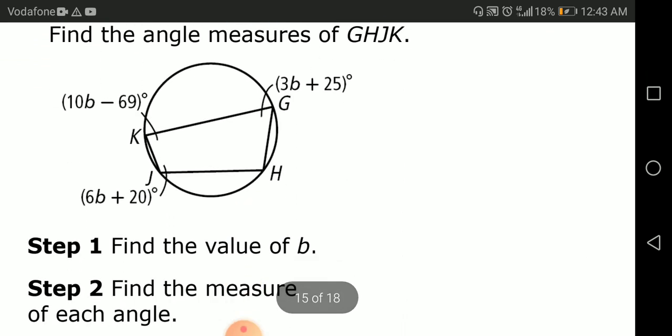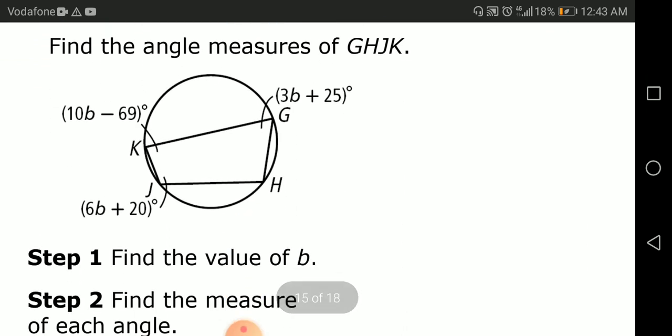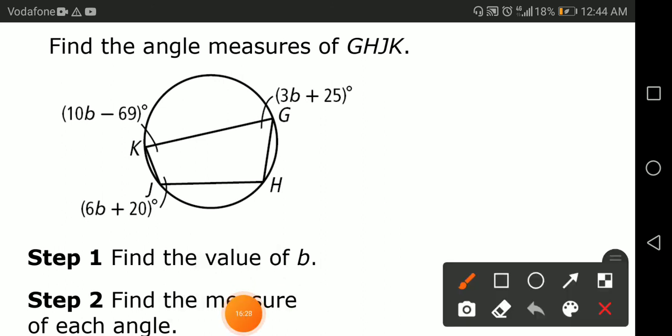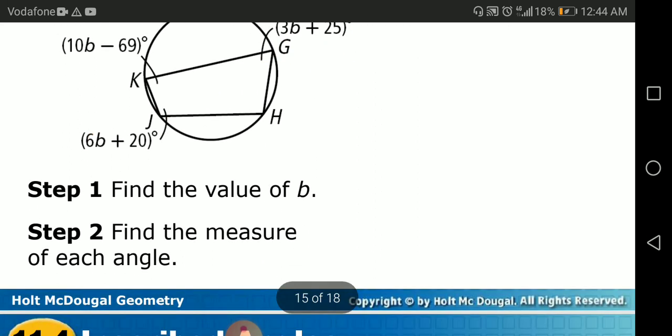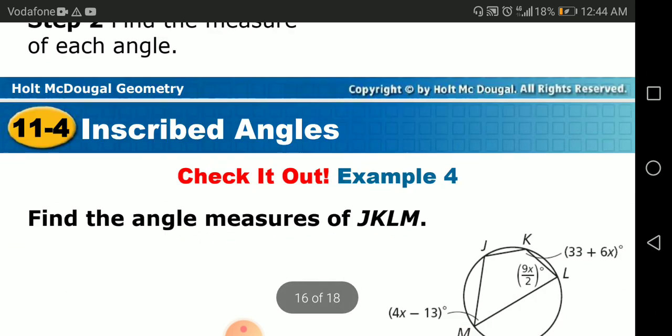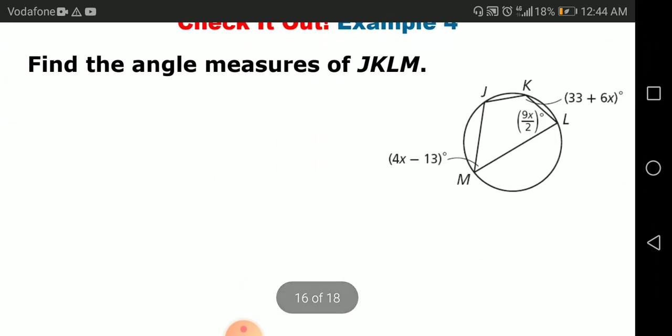Okay, so let's have some questions. This is easy. I know that you now feel comfortable. We have expressions, and he asks me to find the angle measures at G, H, J, K. So what should I do, guys? I know that the sum of the opposites gives me 180, supplementary. I'm going to use the opposite angles and get the value of B, then find the measure of each angle. This is easy, I think.